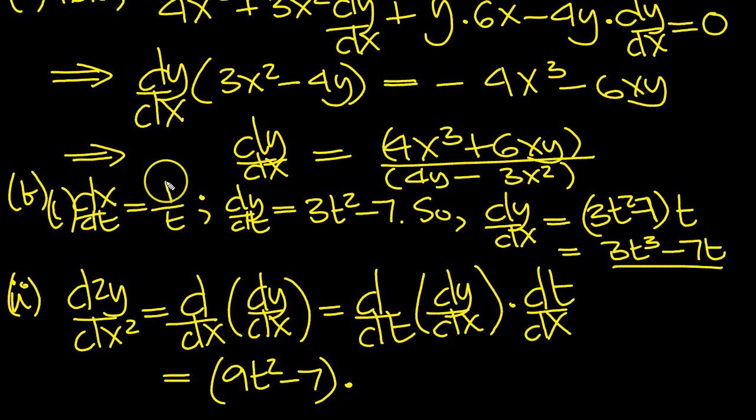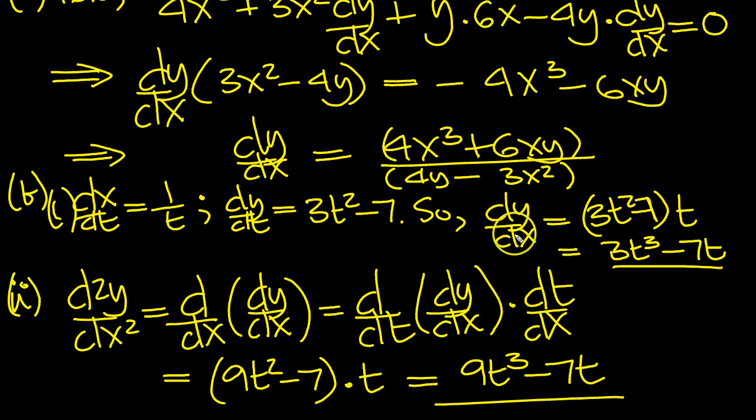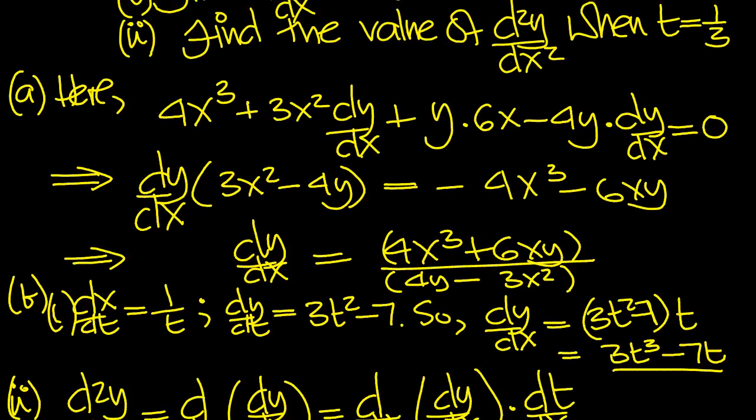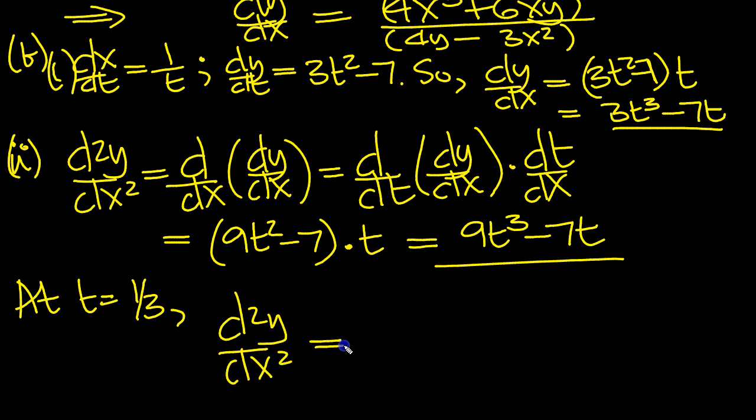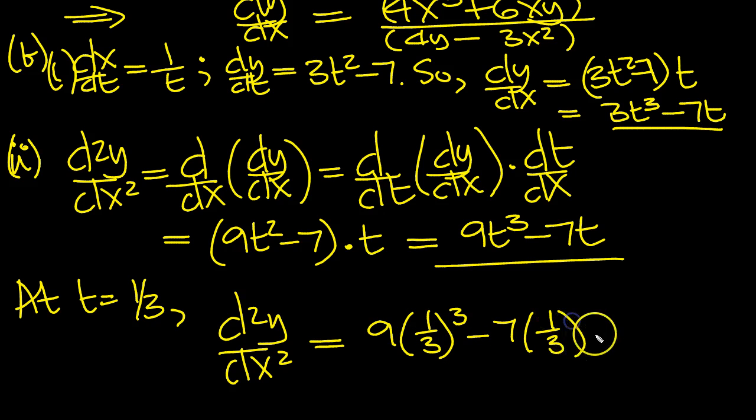1 over dx/dt is dt/dx. 1 over this. The t just swings up to the top. So we get 9t cubed minus 7t. So that's d2y by dx squared then as a function of t. Now the question said to find the value of this when t is a third. So at t equals 1/3 then, d2y by dx squared is equal to 9 times 1/3 cubed minus 7 times 1/3, isn't it?